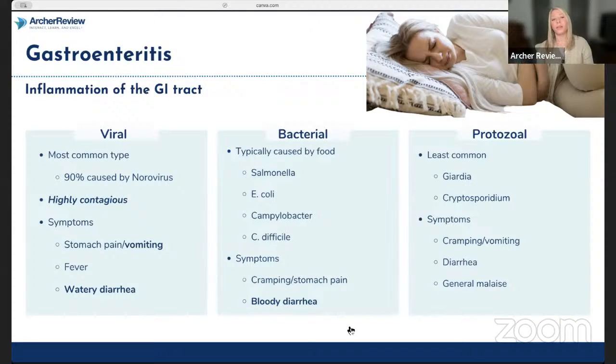For bacterial gastroenteritis, this one is usually caused by food: Salmonella, E. coli, Campylobacter, and C. difficile. Symptoms include cramping stomach pain and B for bloody diarrhea. So think B for bacterial, B for bloody diarrhea. And finally, protozoal. This one is our least common. It's caused by Giardia and Cryptosporidium. Symptoms include cramping and vomiting, diarrhea, and another differentiator, general malaise.